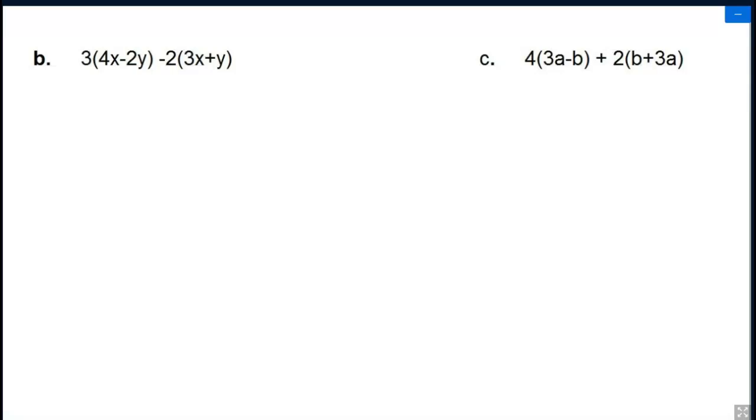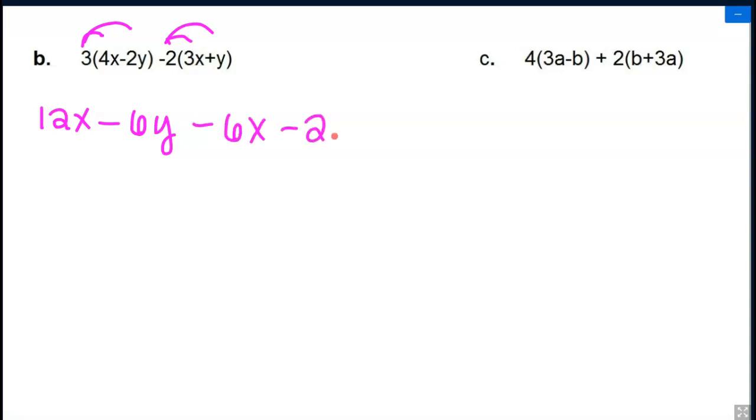Okay, letter B, same idea. You're going to distribute the 3. This time we're also distributing a -2. So you need to be cautious about your signs. So you get 12x minus 6y minus 6x minus 2y. Because again, the negative on the outside distributes to both parts inside. Both are positive, so they become negative. 12 minus 6 is 6. Negative 6 and 2 is negative 8y.